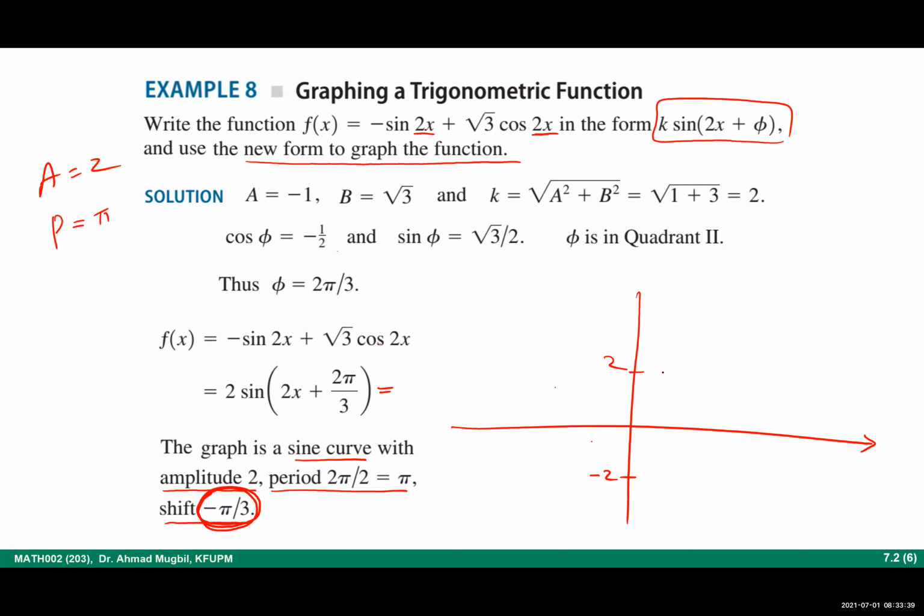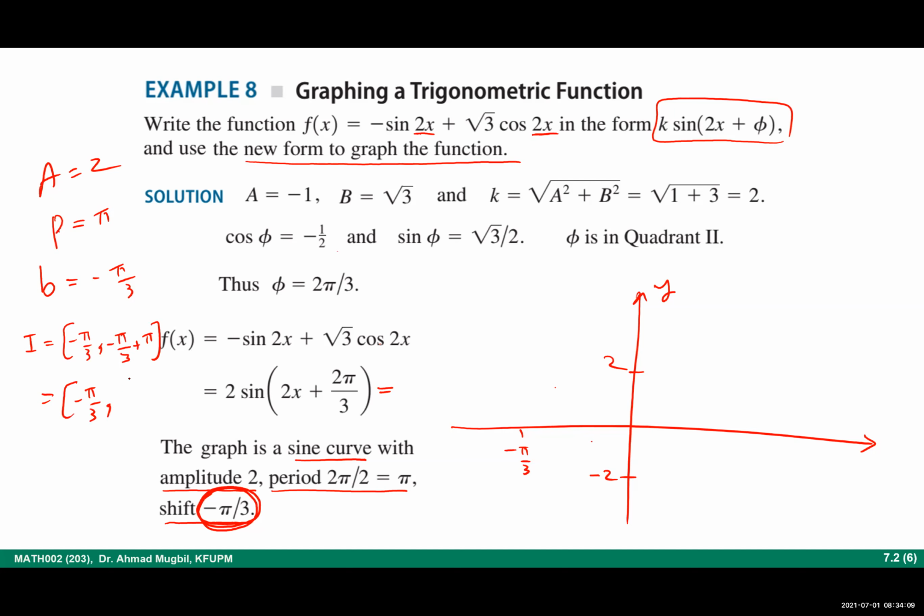Okay. What else we need to know? What is the horizontal shift? What is b? B is negative pi over 3. So we will start the graph here at negative pi over 3. Where will we stop, ya shabab? What is the interval that we will sketch the graph on? We will start with negative pi over 3, and we will stop at negative pi over 3 plus the period. What is the period? Pi. So that is the interval that we will sketch the graph on.